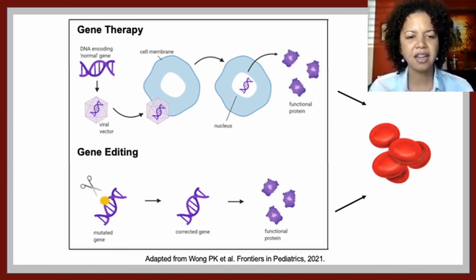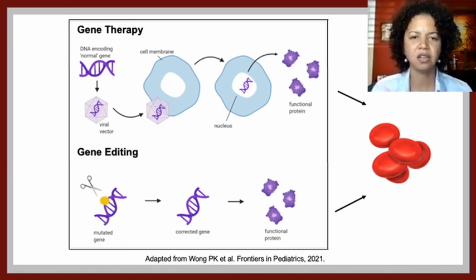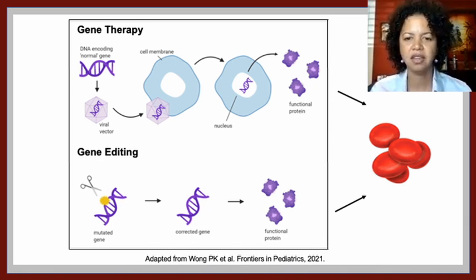And then with gene editing, the difference is that CRISPR-Cas or some other approach is used to actually correct the sickle gene. So rather than putting a normal gene in like you do with gene therapy, you actually correct the sickle gene so that those stem cells are reprogrammed in order to make normal healthy red blood cells. So those are the 4 types of curative therapies that can be offered to patients with sickle cell disease.